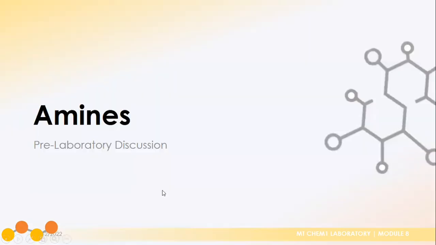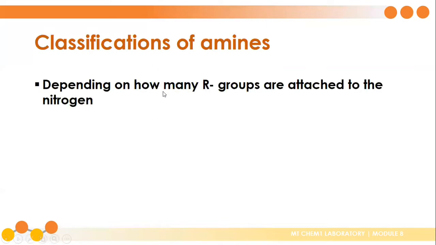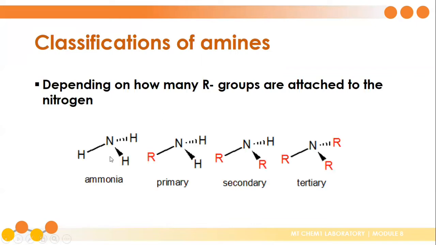Let's start first with a discussion of the physical properties of amines. First, let's have a review about the classifications of amines. It depends on how many R groups are attached to our nitrogen. Amines are derivatives of ammonia. If a nitrogen has no R groups attached to it, it's simply ammonia. If a nitrogen has one R group attached to it, it's what we call a primary amine. If it has two R groups attached and one hydrogen, that is what we call a secondary amine. And if all of the bonds are bonded to an R group, that is what we call a tertiary amine.